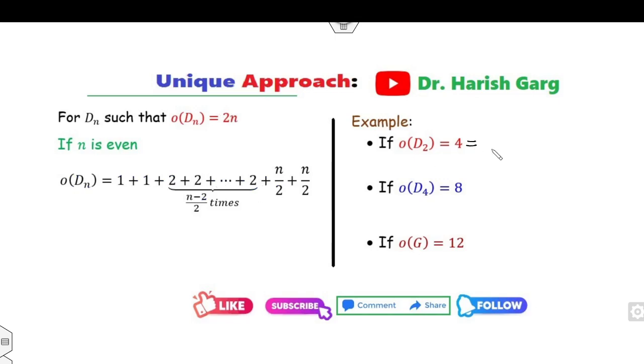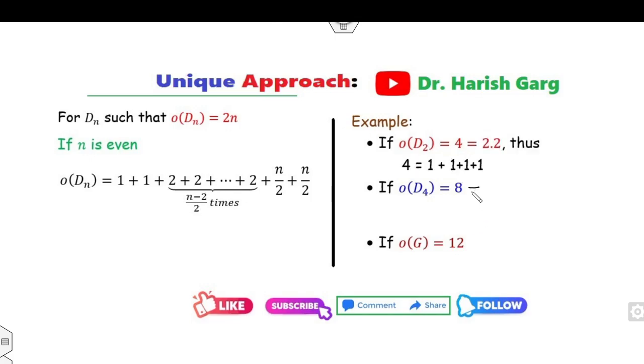For example, this 2 I can write as 2 into n, so n is 2. I can write this as 1 plus 1, n over 2, n over 2. Fine. So if 2 divides n minus 2, that's 0, it doesn't divide, so that component will not be happening. So you can see the abelian group has uniqueness.